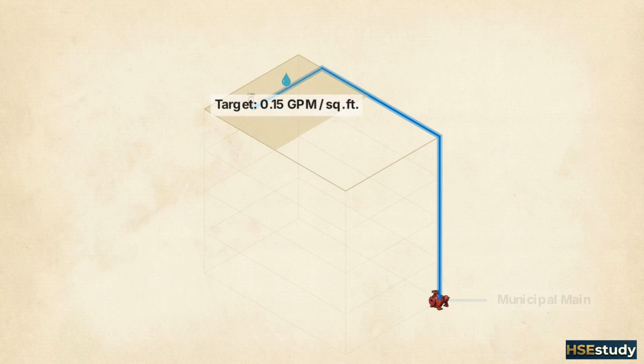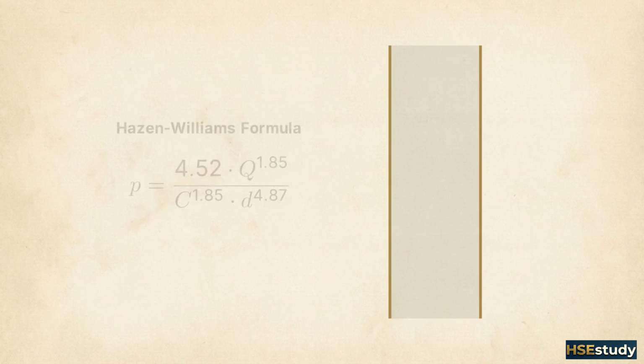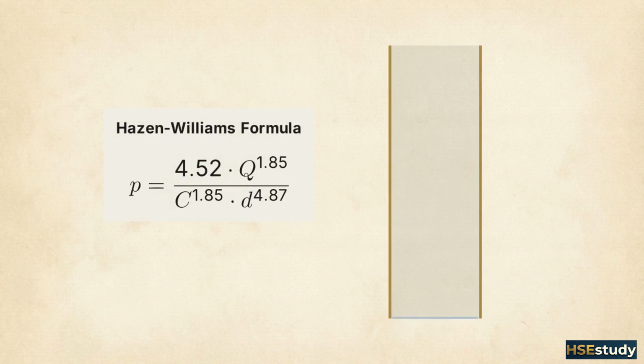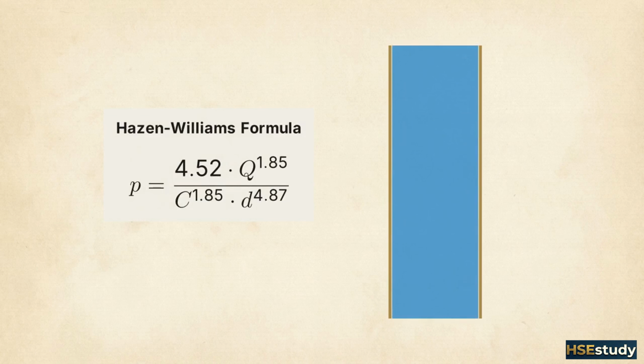Under NFPA 13, designers must calculate for the most hydraulically demanding area, which is typically the highest and most remote point. They calculate the necessary gallons per minute, or GPM, to control a fire in that specific zone. GPM is a measure of the volumetric flow rate of water. This zoom shows the Hazen-Williams formula in action.